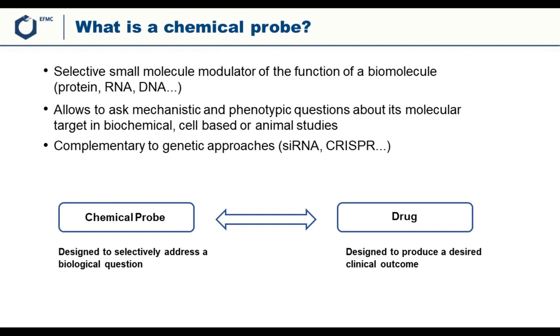We consider that they are complementary to genetic approaches such as siRNA or CRISPR, which are also commonly used to study the function of biomolecules. And it's important to distinguish a chemical probe from a drug. A chemical probe is designed to selectively address a biological question, whereas a drug is designed to produce a desired clinical outcome. So of course the properties that we need to have a good chemical probe will be different from that of a drug. And this is what we would like to talk to you about today.